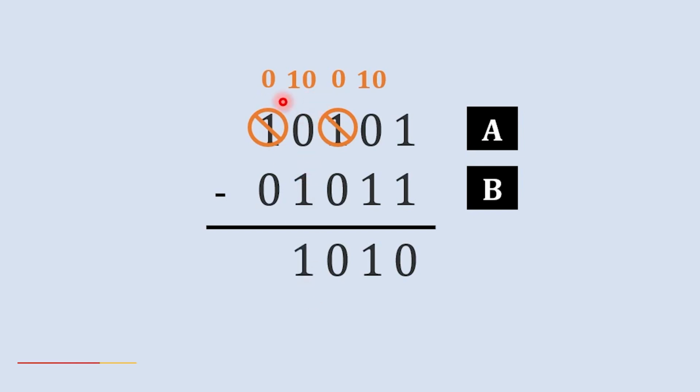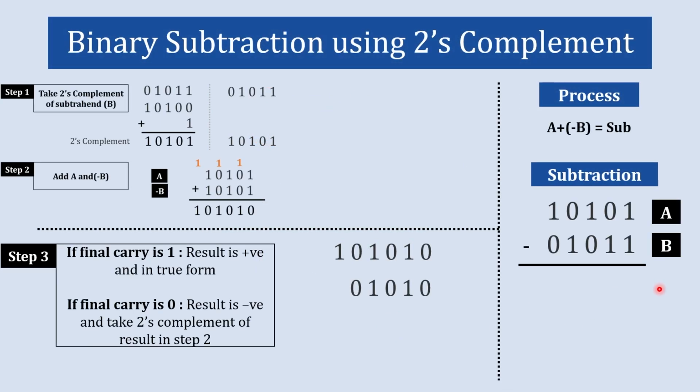1 minus 1 0 is 1 and 0 minus 0 is 0. So 0 1 0 1 0. So this is the answer of our subtraction. Now let's put it in our previous calculation and compare with the answer of subtraction using 2's complement method. Let's put that answer over here, 0 1 0 1 0, and both answers are the same. So that's how you can subtract two binary numbers using 2's complement method.